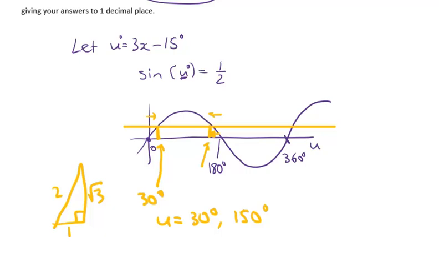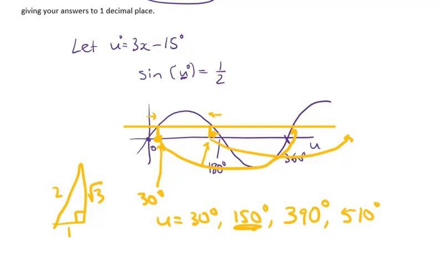Let's go out further though and see what other solutions for u we're going to get. Well, we've got this first one here, so we know that we get another one when we add on 360 degrees. So I'm going to put that one down there, and we know that we get another one if we added on 360 degrees to 150 degrees. So 360 plus 150 gives me 510.